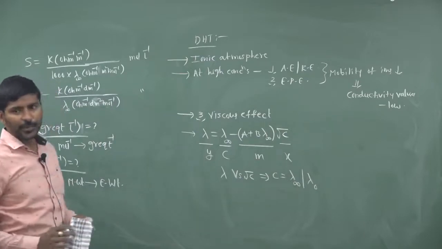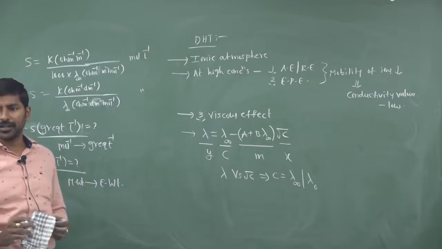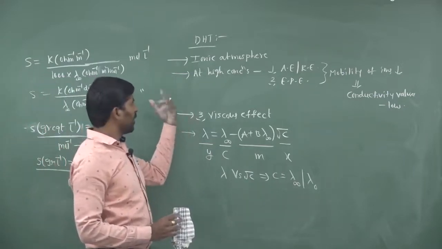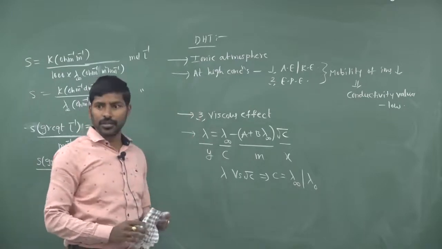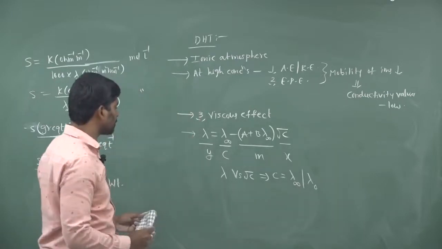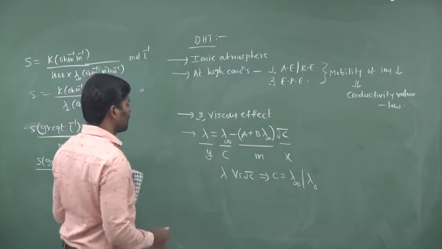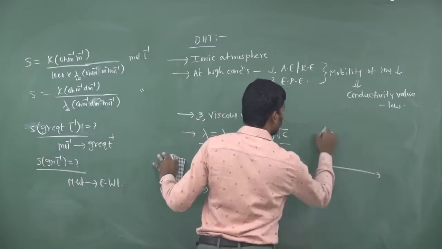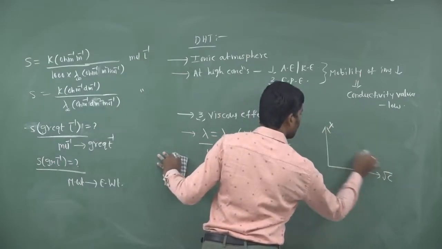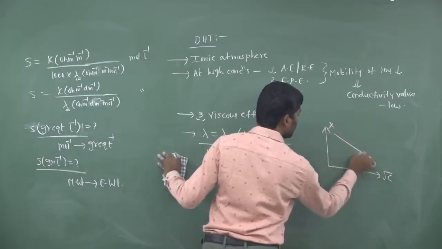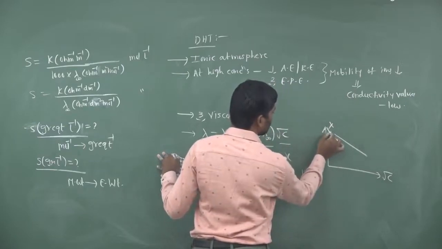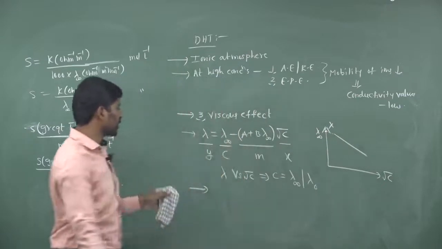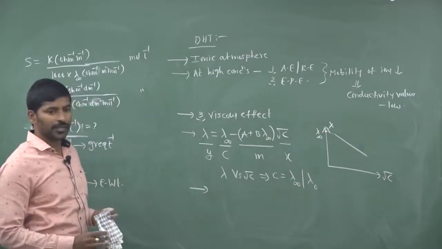One of the assumptions in Debye-Hückel theory is that the electrolyte undergoes 100% dissociation at all concentrations. So that may be applicable in the case of strong electrolytes only. If you plot a graph of lambda versus root C, you will get a straight line with negative slope. If you extrapolate up to zero concentration, we will get what? Lambda infinity.